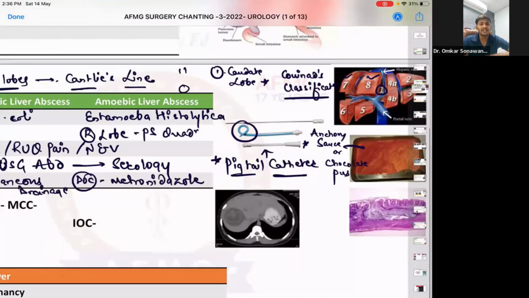And please remember, amoebic liver abscess is usually associated with alcohol intake. So a male individual who is a chronic alcoholic can present to you with features of amoebic liver abscess. Okay, remember this. No issues with this.